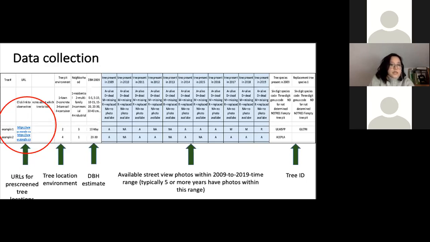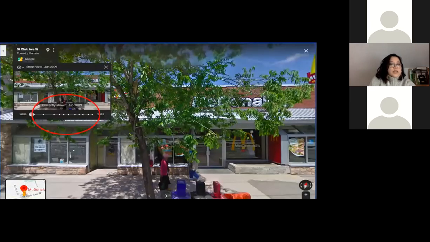This is an example of the data collection sheet we used. Surveyors will fill out information like tree location, environment, type of neighborhoods, and DBH estimate and tree ID. This red circle highlights the clickable links to take the surveyor directly to the first GSV photo for the random location. As an example, if I click on this first URL, this is what the surveyor would see. So this street view photo shows this particular tree site in 2009.